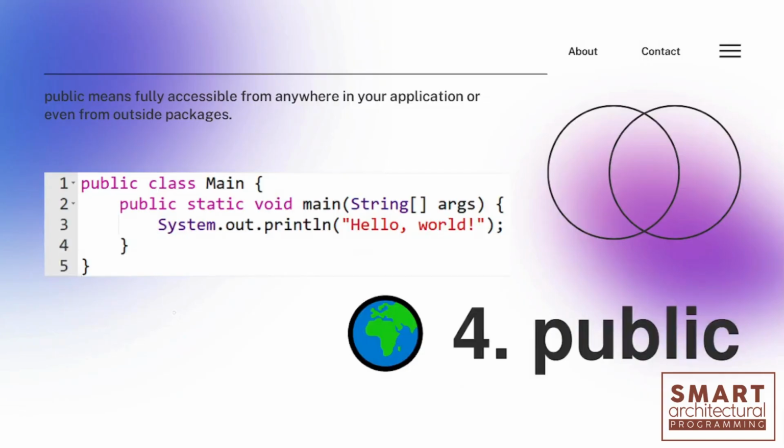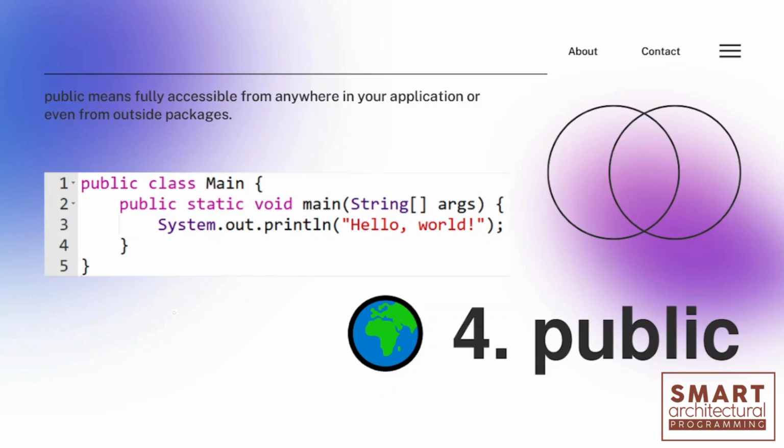And the last access modifier is basically the public one. So public means fully accessible from anywhere in your application, or even from outside packages. It's accessible everywhere, no matter where you want. This is the most accessible, freely available access modifier in Java.